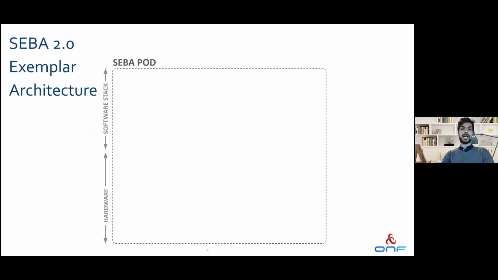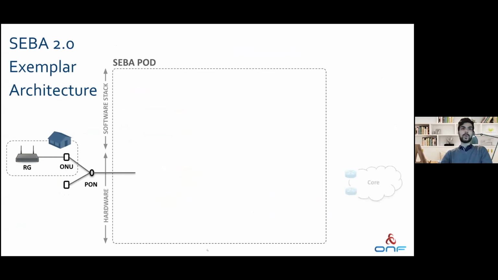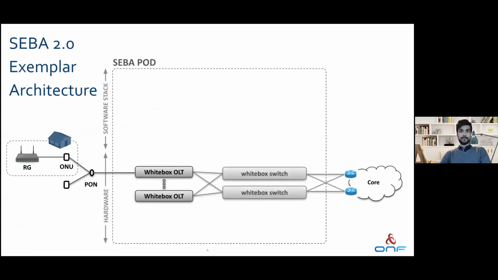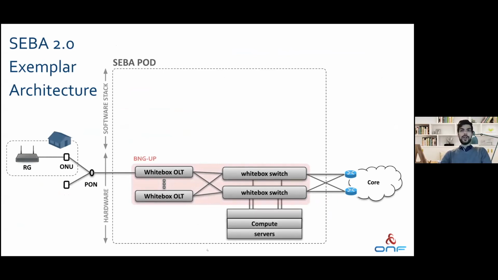So just as a reminder, the example architecture of SIBA, we start with the RG and the ONU on the PON network on one side, and on the other side, we have the BNG and the core. In the middle, we have some white box OLTs and some white box switches that act as the BNG user plane. And there are some servers for compute power.